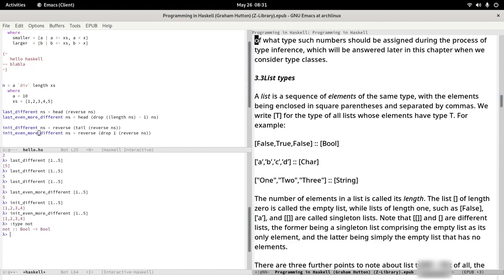The number of elements in a list is called its length. The list of length 0 is called the empty list, while lists of length 1, such as the list containing False, the list containing the character 'a', and the list containing the empty list, are called singleton lists. Note that the list containing the empty list and the empty list are different lists, the former being a singleton list comprising the empty list as its only element, and the latter being simply the empty list that has no elements.